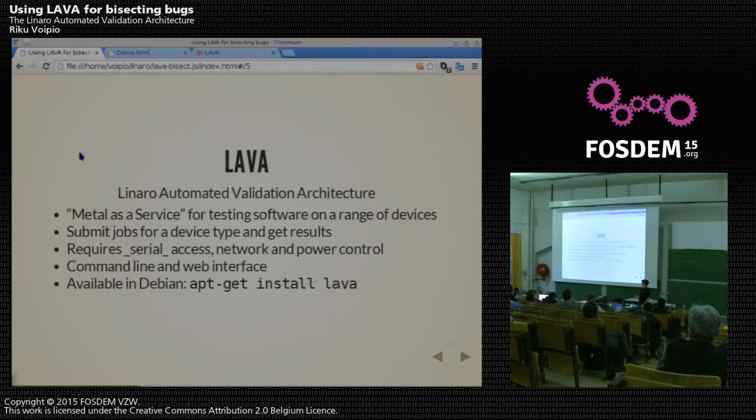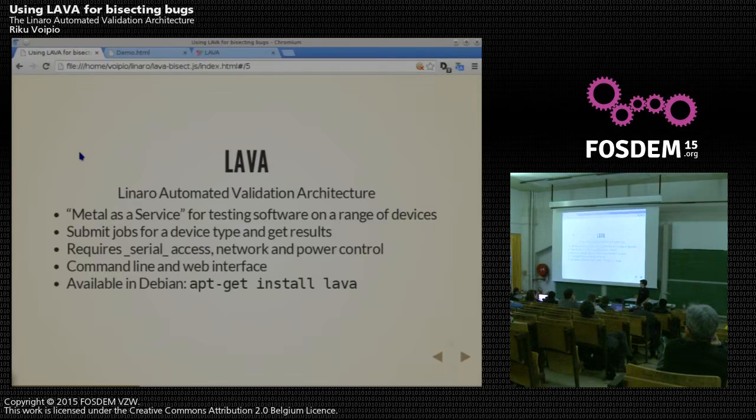In Lava, we submit jobs for a device type and get back the results. At the minimum, Lava requires serial access. Like was said in an earlier talk, the serial port is the most powerful thing in the embedded world, and if you don't have it on your board, go somewhere else.